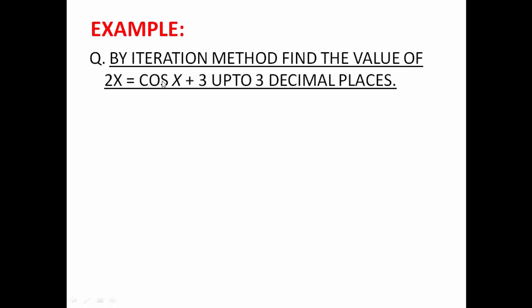Let's take an example. Question: by iteration method, find the value of 2x equals cos x plus 3 up to 3 decimal places. Solution: the given equation is 2x equals cos x plus 3.